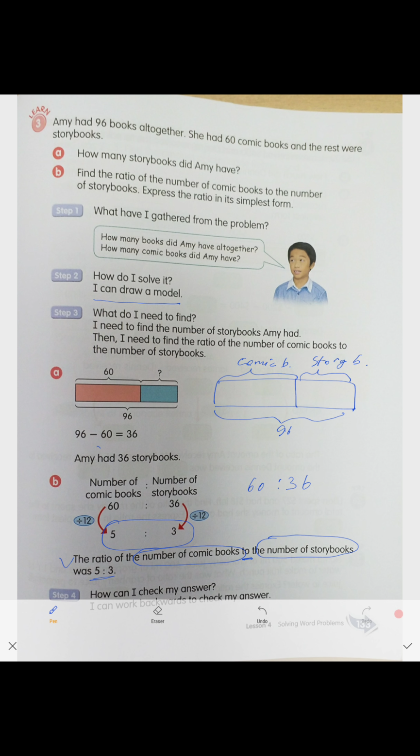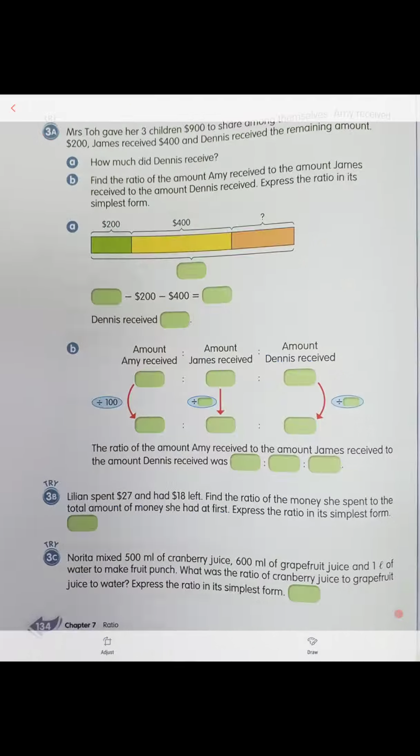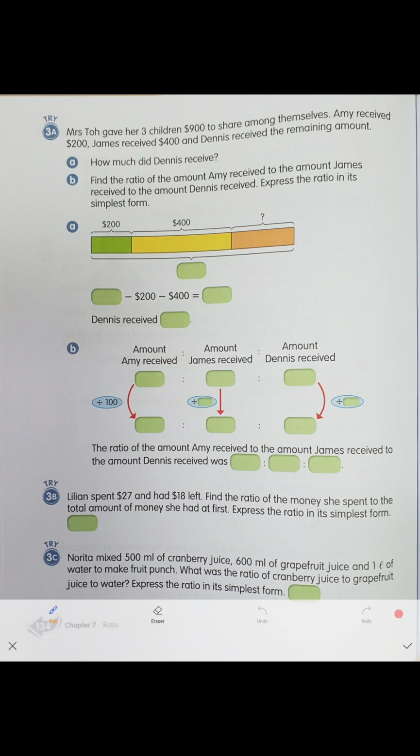And the last one, they ask, how can I check my answer? Easy to check. You can work backwards. What does it mean backwards? You just take your ratio, right? Over here, you take your ratio and you multiply it by 12 both sides, and you can find the numbers of books, comic books and storybooks. Now we're gonna do everything ourselves.